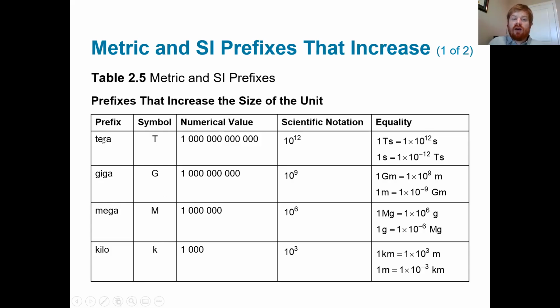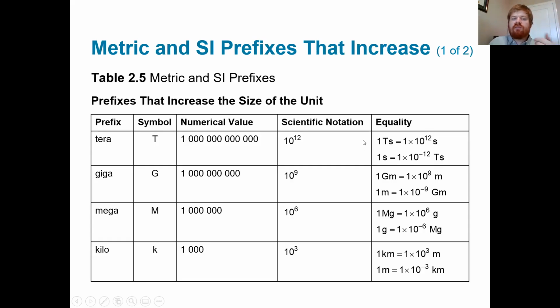Okay, so tera has the symbol capital T. So a terameter, for example, would be abbreviated capital T, lowercase m. And the value is basically 10 to the 12th. So that's 1 trillion. You can usually help yourself remember it just by trillion from T, right? Because it's thousand, million, billion, trillion. In scientific notation, that's 10 to the 12th.